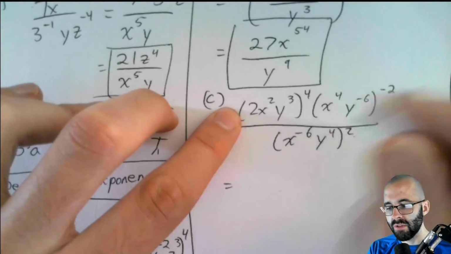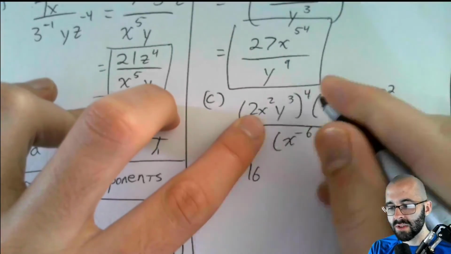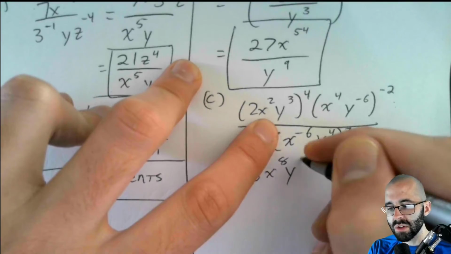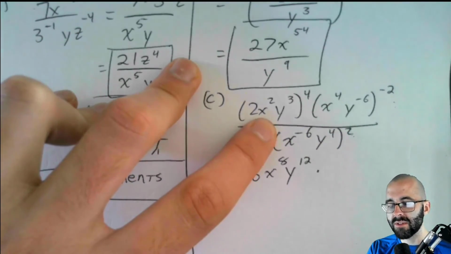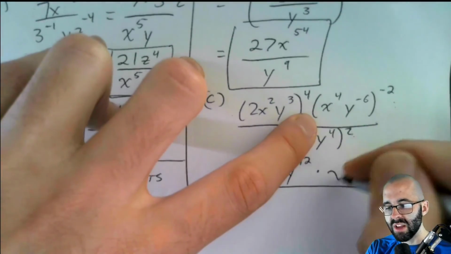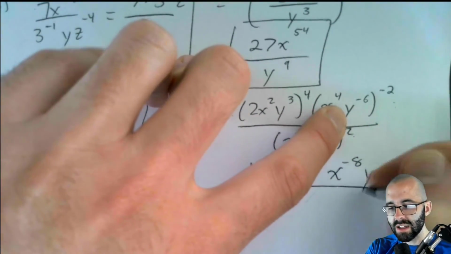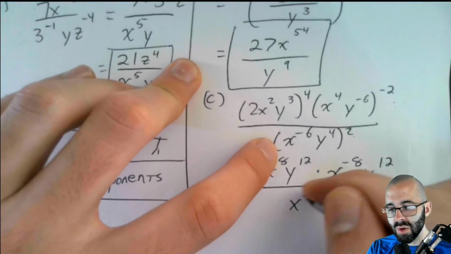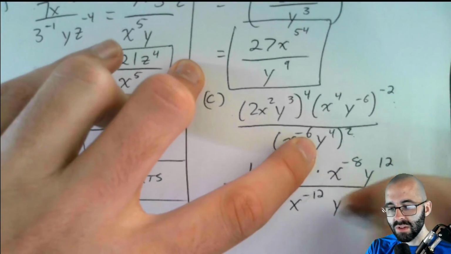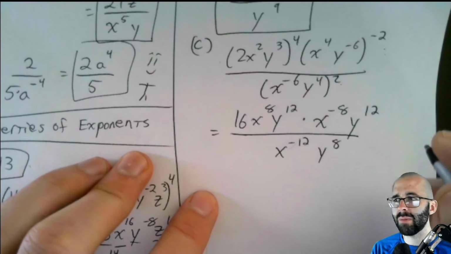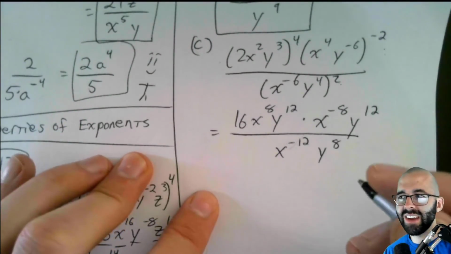So 2 to the 4th, 16. X squared to the 4th, multiply those exponents. Y cubed to the 4th, multiply those exponents. That's the first thing. Second thing, multiply the exponents. -8, multiply the exponents. +12. Multiply the exponents, -12, multiply the exponents, 8. It's already looking a lot better. Maybe I'm in denial.